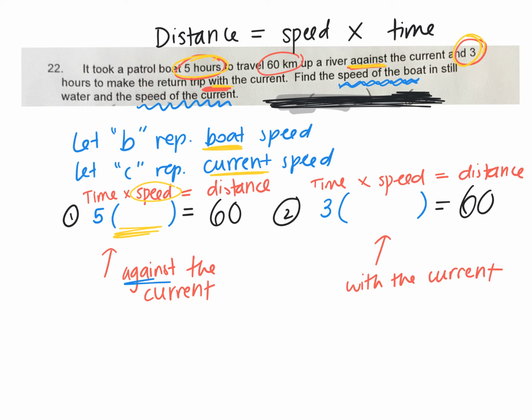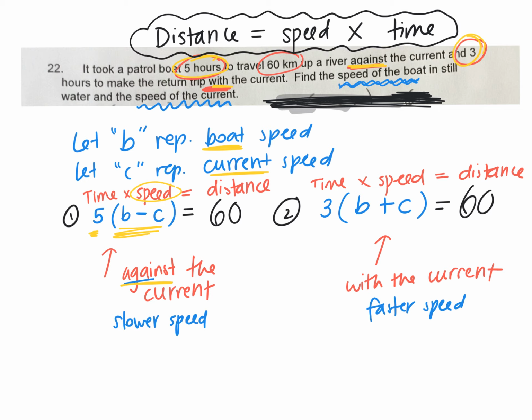If you're going against the current, it's taking you longer to get there. Would you take the speed of the boat and add the current to it, or would you subtract the current? You're not going to add it because then your speed would increase, but your speed is actually slower. So you would take the speed of the boat and subtract the current because your speed is slower. This has a slower speed because you're going against the current, right? This one has a faster speed, so we would take the speed of the boat and add the current. Your speed is going to be greater if you're going with the current.